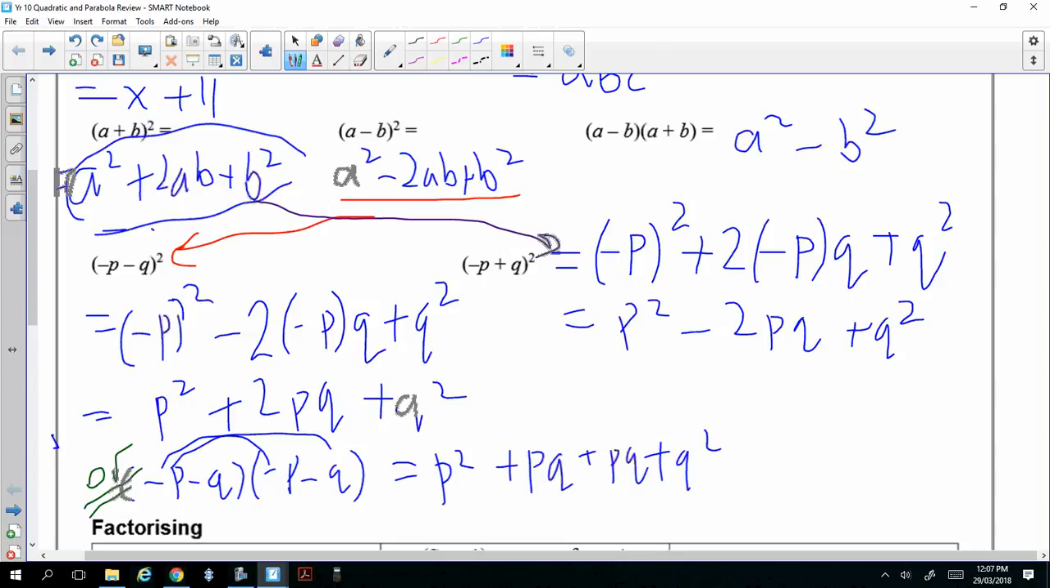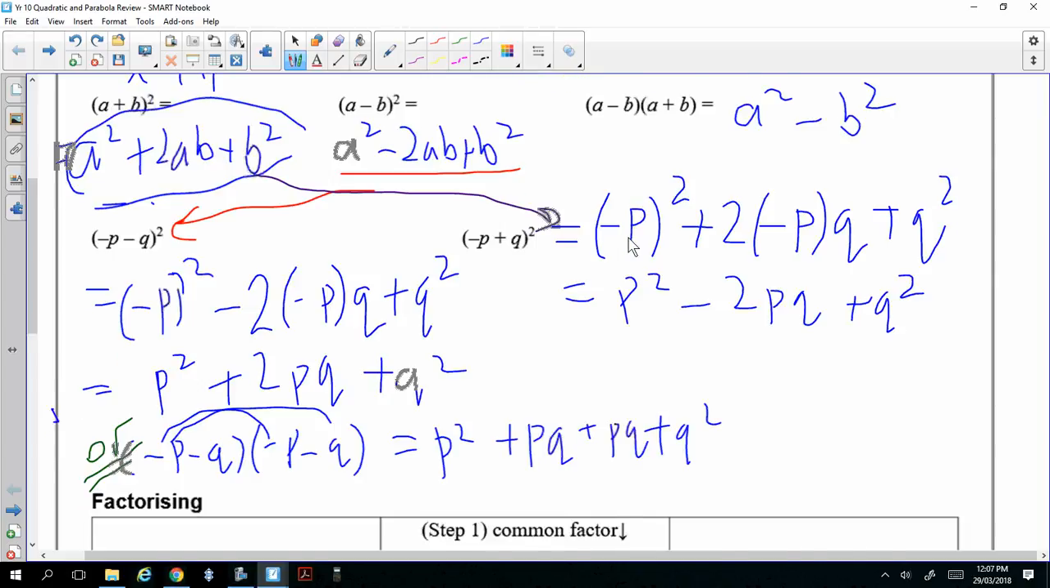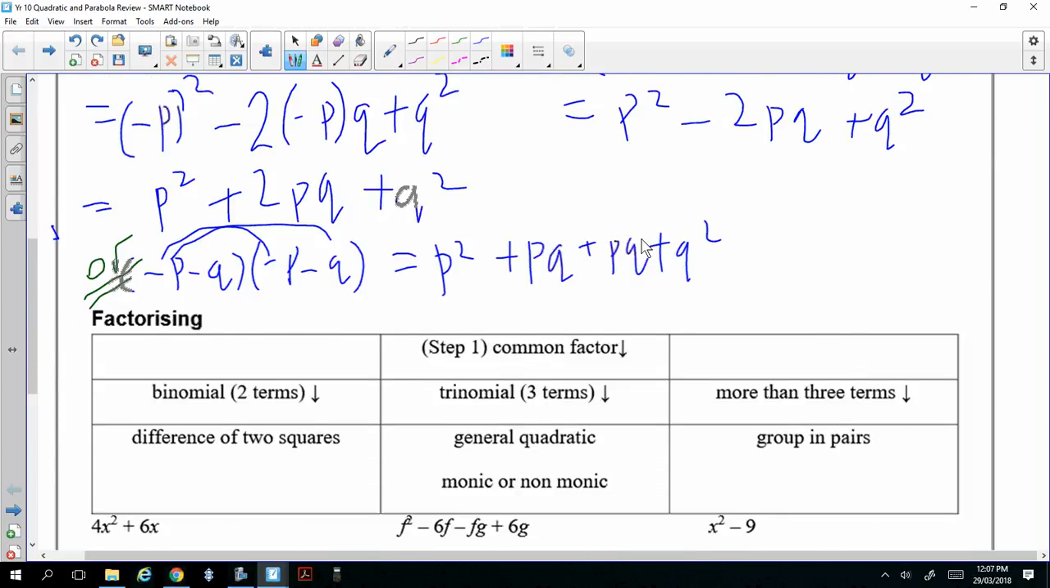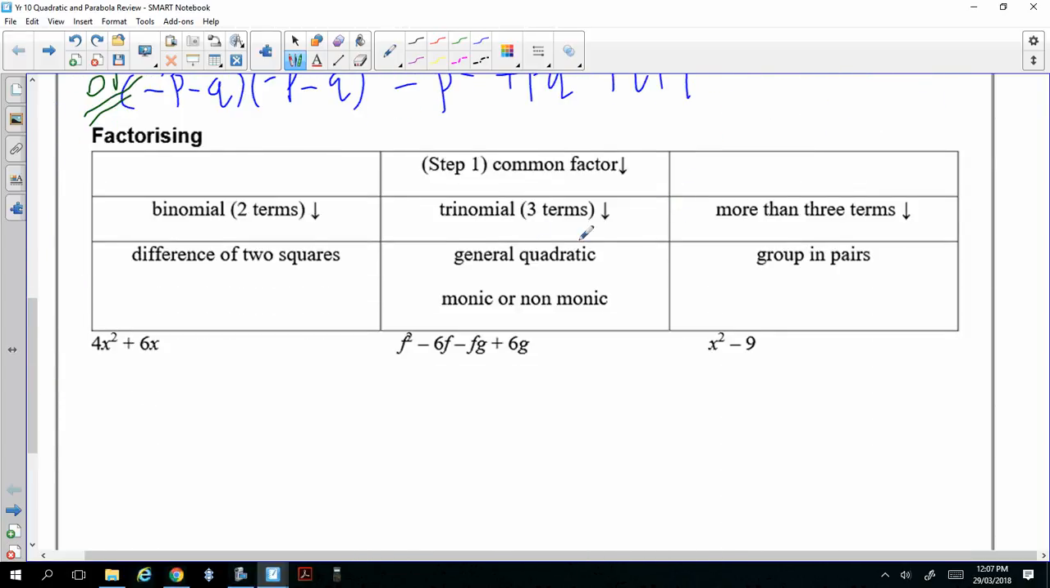Okay, done. Alright, let's do factorizing. These are all the expanding you could get in the test, I think. And then we look at some factorizing. So we need to know what method to use for different situations, depending on whether there are 2 terms, 3 terms, or more than 3 terms.